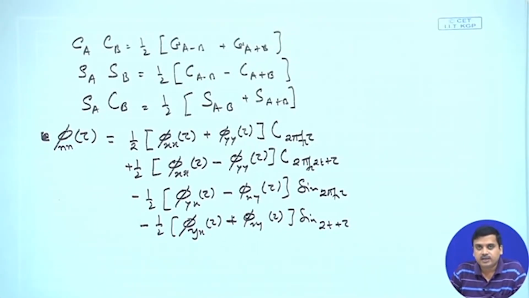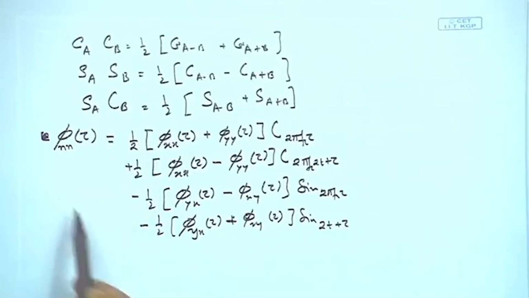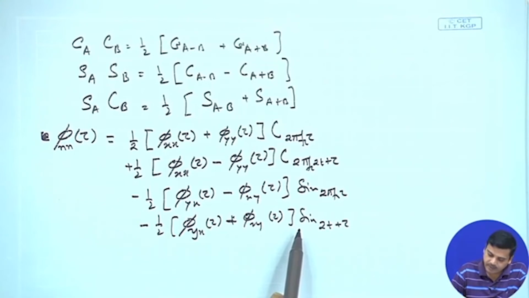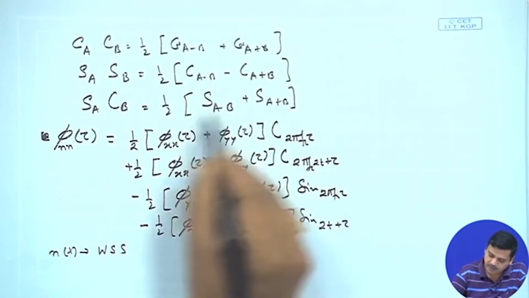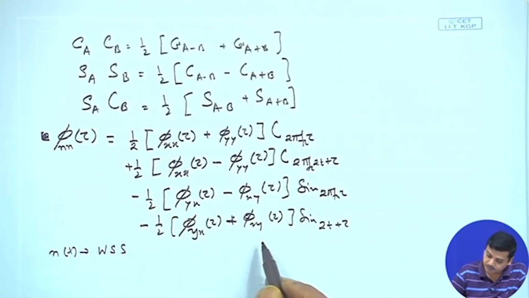So, if we say that n(t) is stationary, then what we mean, as we said for wide-sense stationary, is that the autocorrelation function of n(t) is dependent only on the lag time and not dependent on time. That means this expression should not have any dependence on t if n(t) is wide-sense stationary.